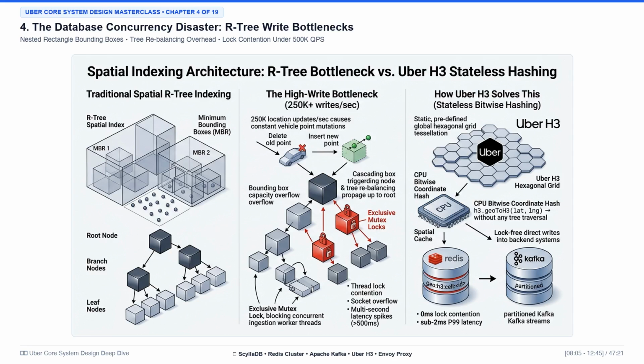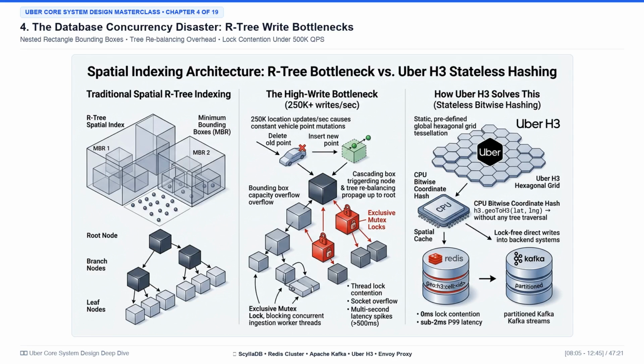So to understand the bottleneck, we really have to look at how traditional spatial databases like PostGIS or Elasticsearch actually store geographic locations. They don't just dump coordinates into a giant list. They use R-trees, which stands for rectangle trees. Yeah, the database groups nearby coordinate points into nested bounding boxes. Like Russian nesting dolls. That's a perfect way to visualize it. Imagine Russian nesting dolls, but instead of dolls, they are invisible rectangular boxes covering a map of a city.